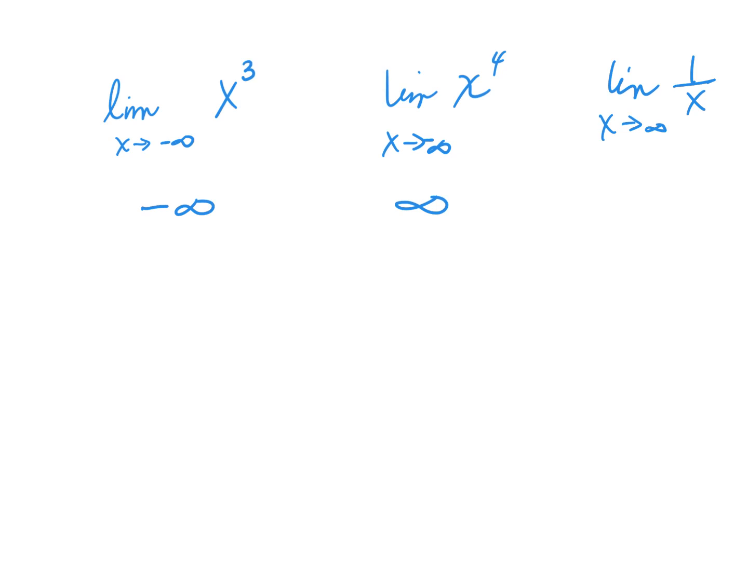Now, if I have a number over infinity, what is that number going to be close to? 0. Very good. Because if I take a pie and cut it into billions and billions of pieces, and I get one of those pieces, you're not even going to see it on the plate, okay? It's close to nothing. So whenever you have a number over infinity, it's going to be 0.